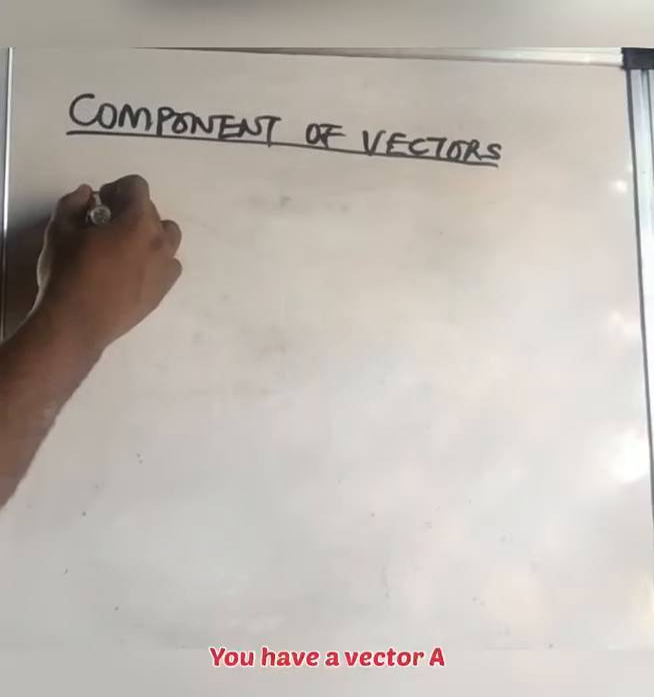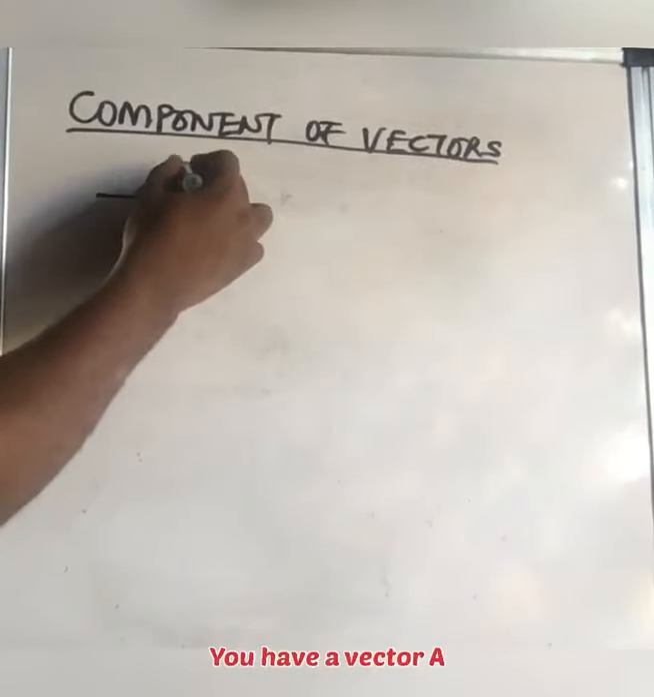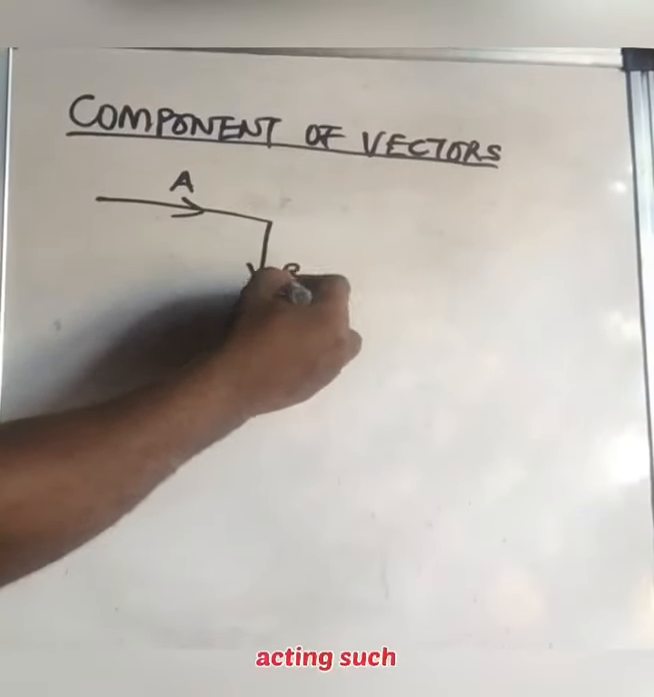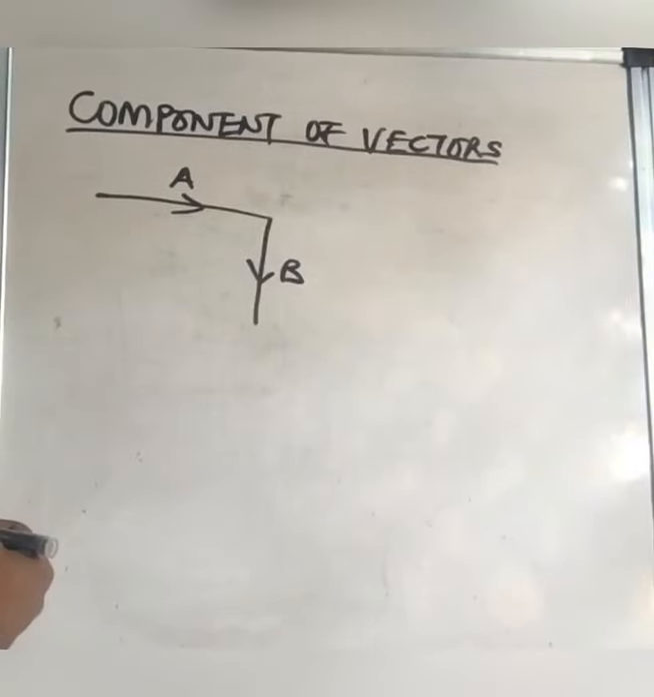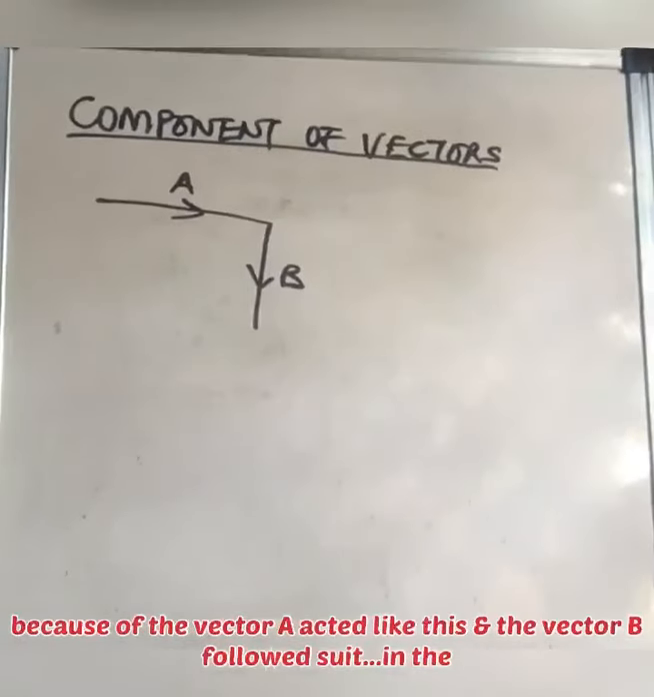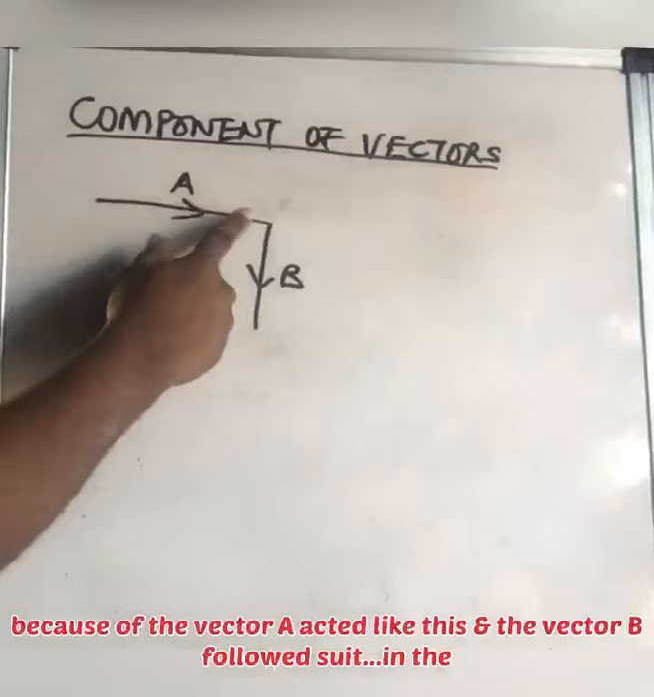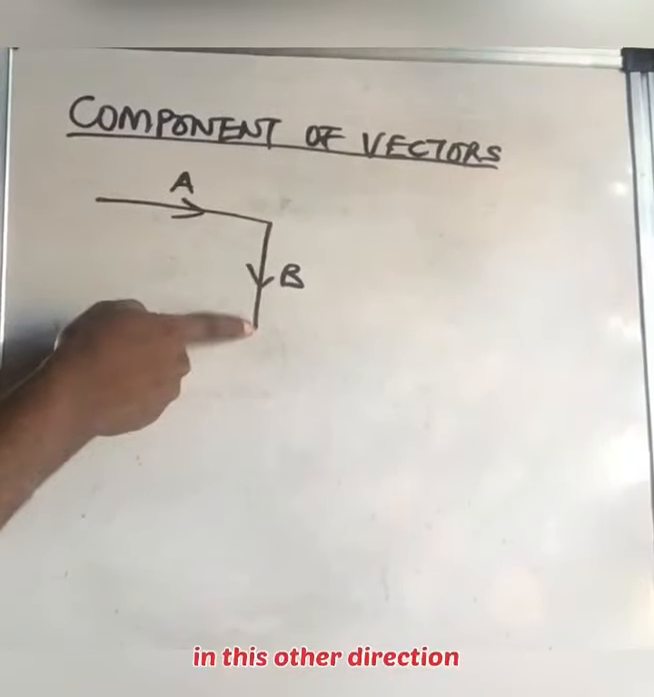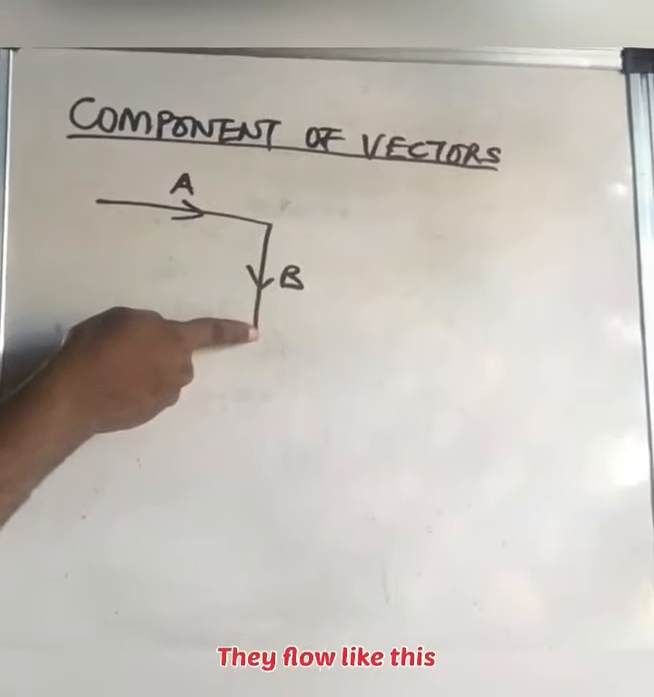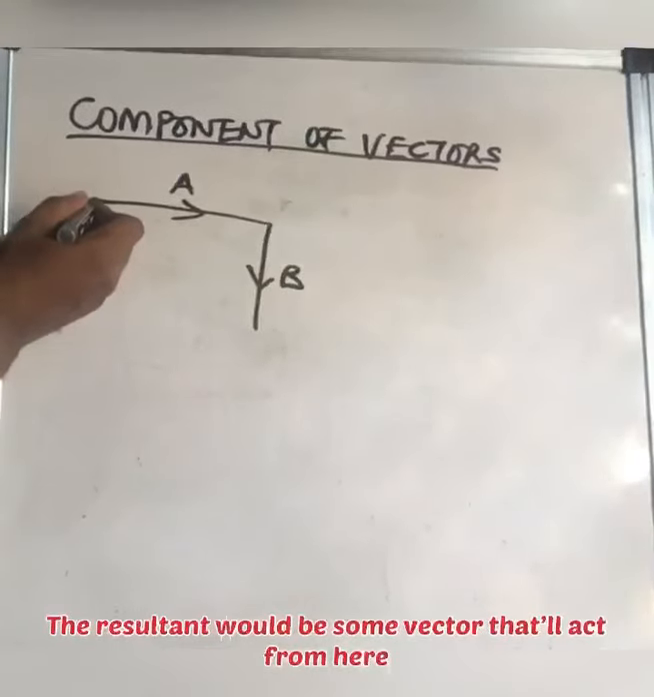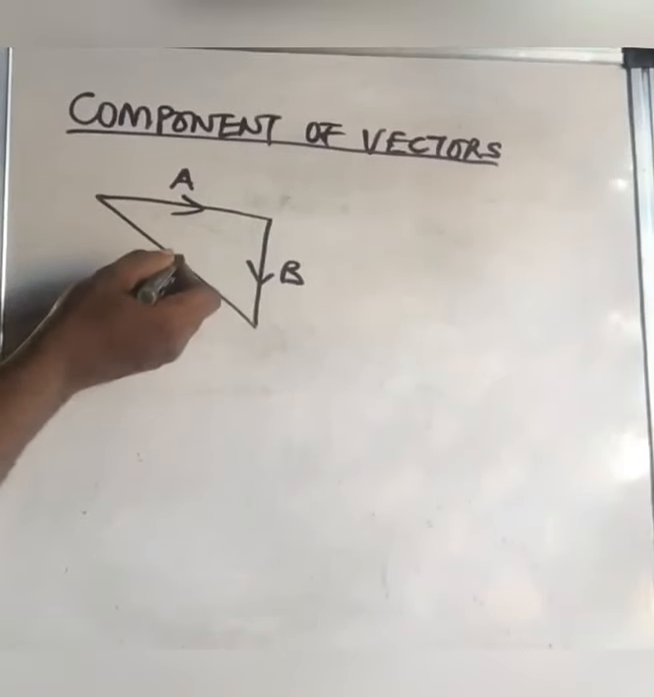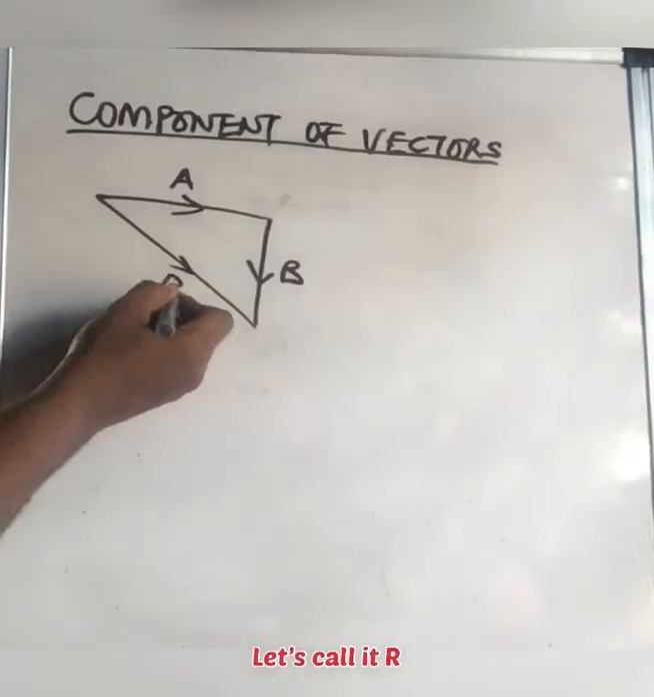For instance, you have a vector A and a vector B acting such. Because vector A acted like this and vector B followed suit in this other direction, the flow is like this, and the resultant will be some vector that will act from here to here. Let's call it R.